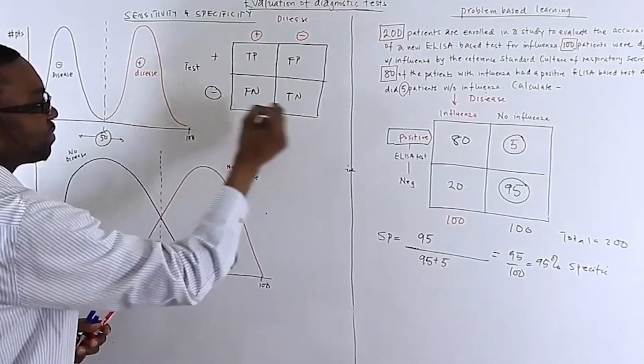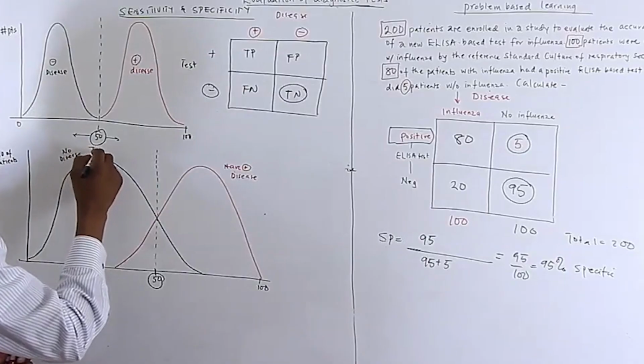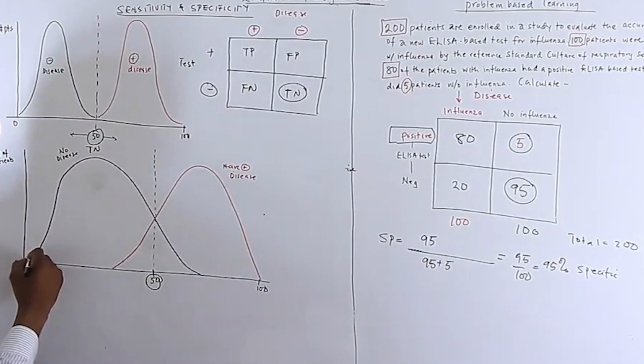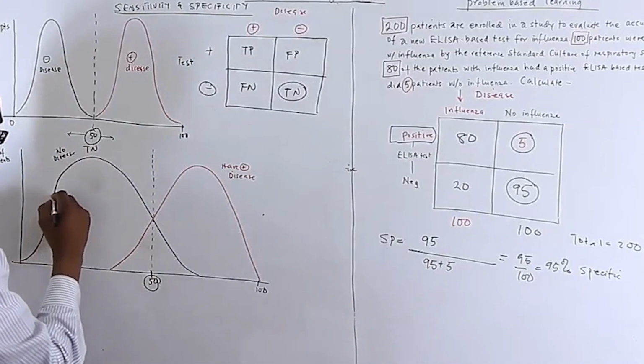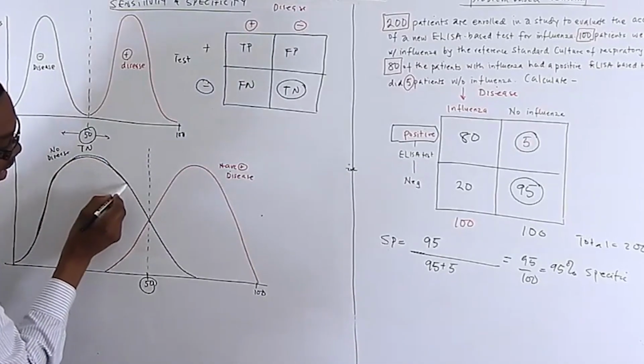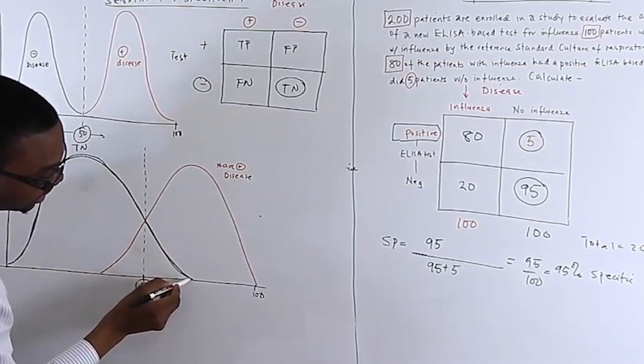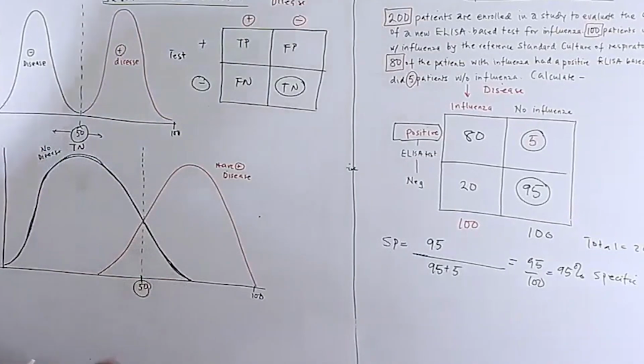The test is negative and they don't have the disease. This is the no disease aspect. This graph represents true negatives. Let me highlight the true negative so we can follow the graph. True negative basically goes all the way down, but you can see we are crossing into the disease area, okay?